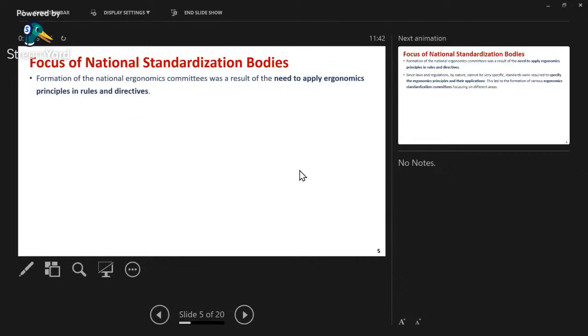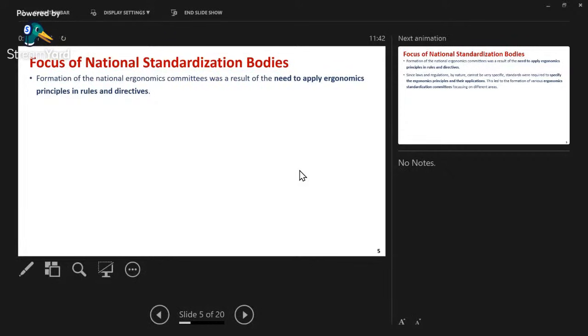The first focus is the need to apply ergonomic principles in the rules and directives. Professor Nag talked about the change: first of all, we had the Factories Act and several other acts. Now, the new Occupational Health and Safety Code has brought them together under an umbrella legislation. But still, the problem is that if you want to change a single number, you have to go to Parliament or you need to change the rules at the government level.